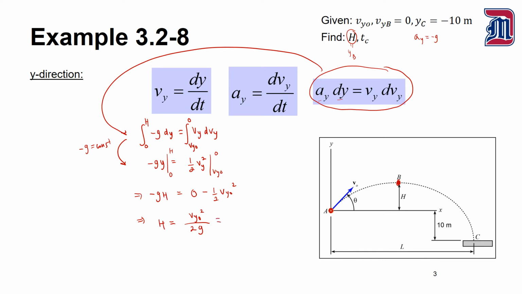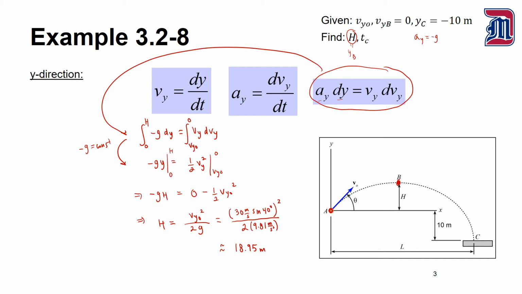We can plug in what we know. So we know that the initial speed is 30 meters per second. We know that the y component we get by multiplying by sine of 40 degrees. We square that quantity. G in meters per second squared is 9.81. We punch all of that into our calculator, and we get that the height is approximately 8.95 meters.